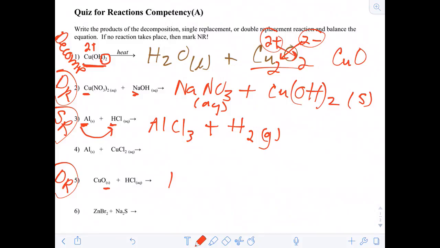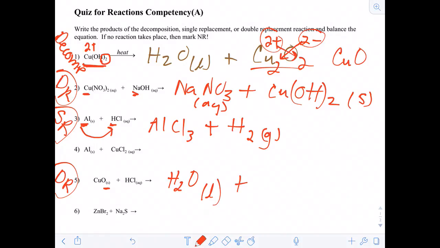Hydrogen. Hydrogen oxide. What is hydrogen oxide? Hydroxide? Water, right? Dihydrogen oxide. An oxide of hydrogen is just water. And then what's the phase on water? Liquid or aqueous? Liquid. Liquid, very good.